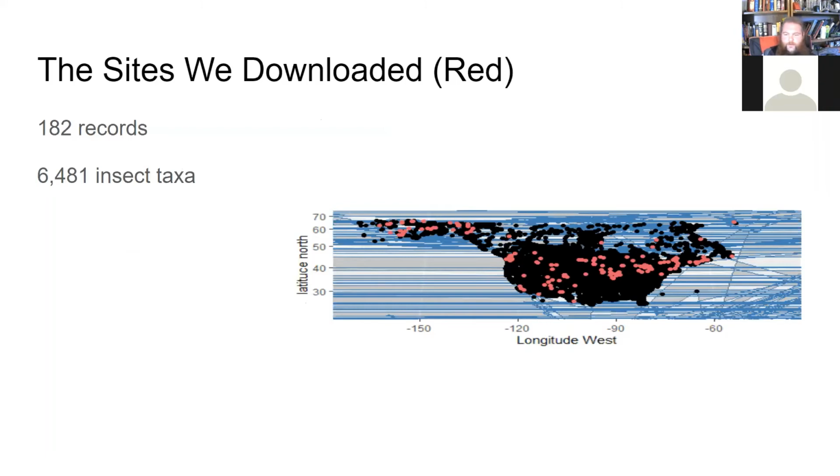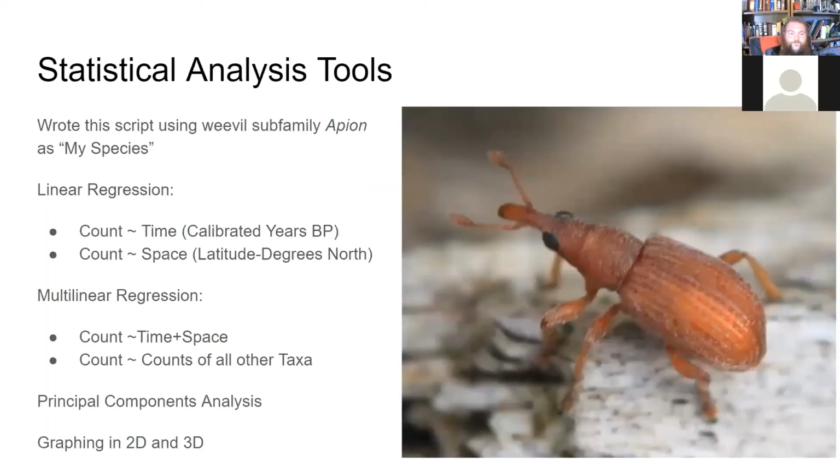I can't 100% verify that this is what this stands for, but the red is supposed to stand for fossils where insect data was found, and then black is sort of all sites queried in that region. So altogether, we pulled 182 records, accounting for 6,481 insect taxa.